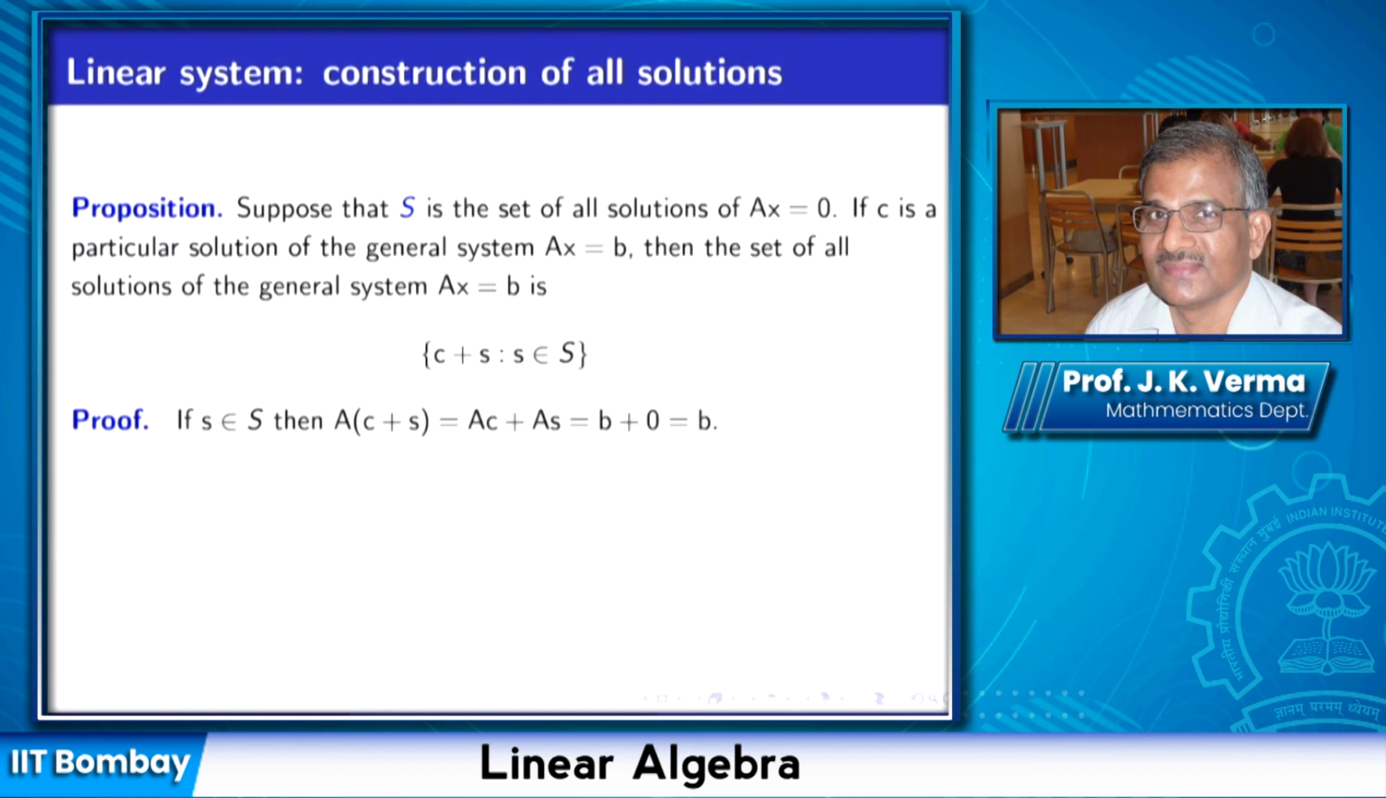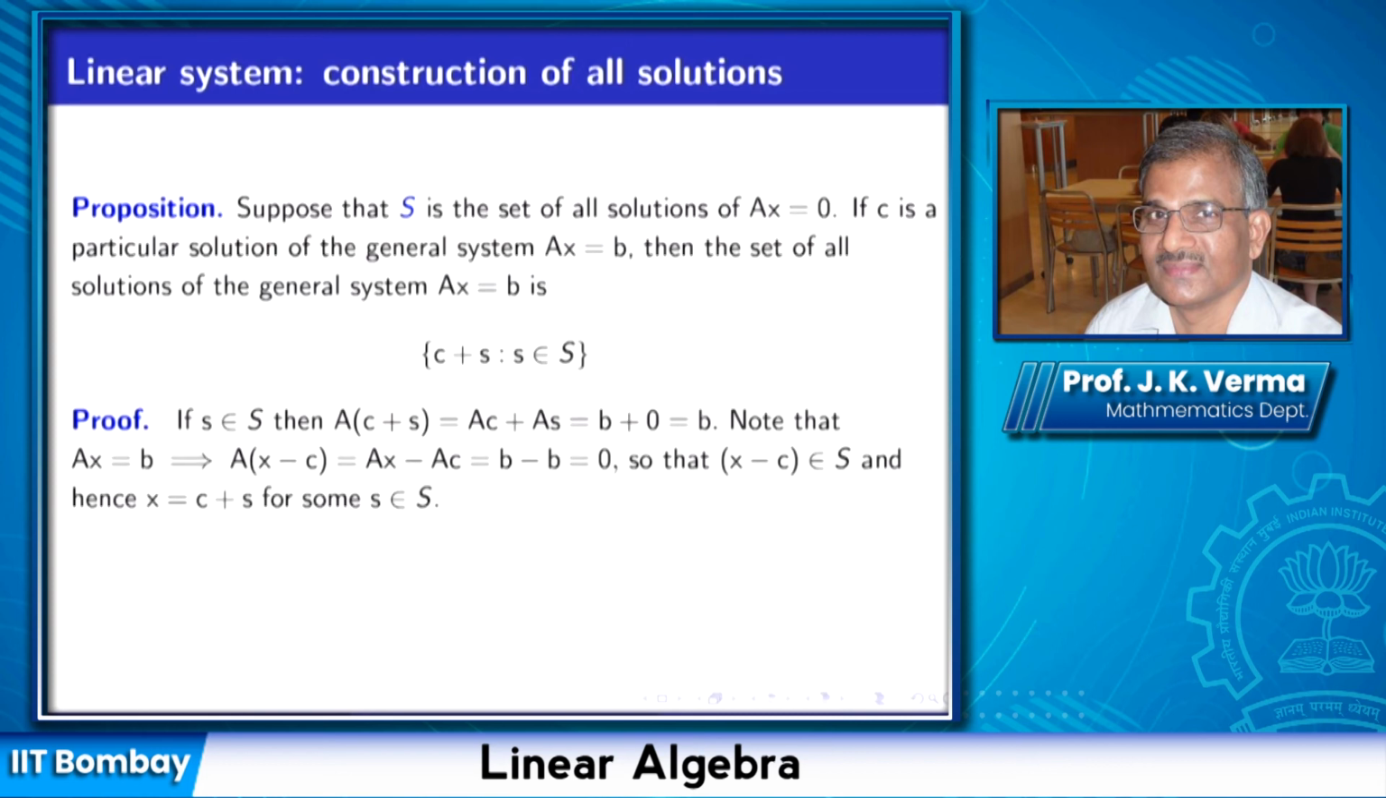We want to show that every solution of Ax equal to B looks like C plus S, where S is a solution of Ax equal to 0. So suppose we subtract the vector C, which is a particular solution, from an arbitrary solution x of Ax equal to B. So look at A times (x minus C), that is Ax minus AC. This is B minus B, this is 0.